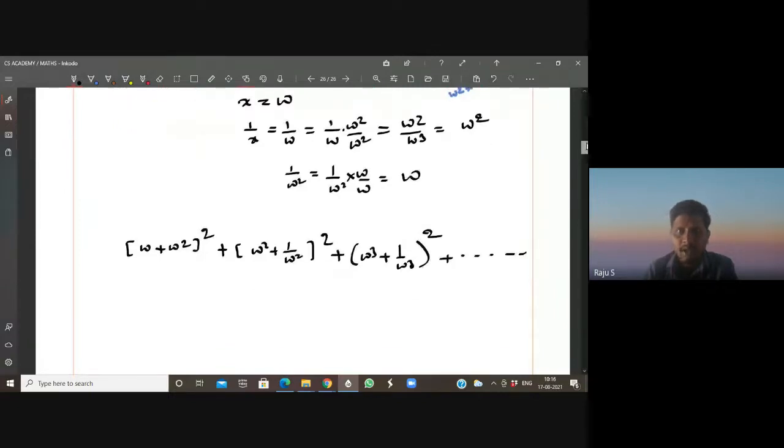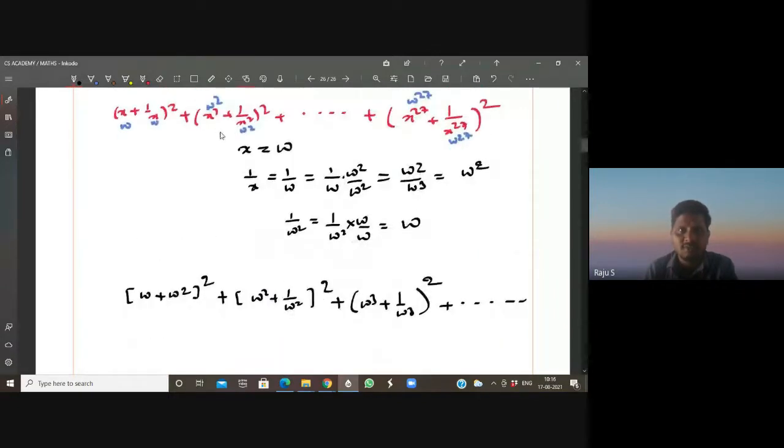I'm taking just the first 3 terms. Total number of terms, how many are there? 27. X power 1 to x power 27, nothing but total number of terms are 27. In that, first, I'm simplifying the first 3 terms.